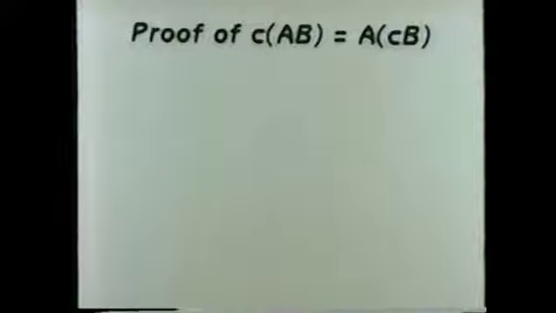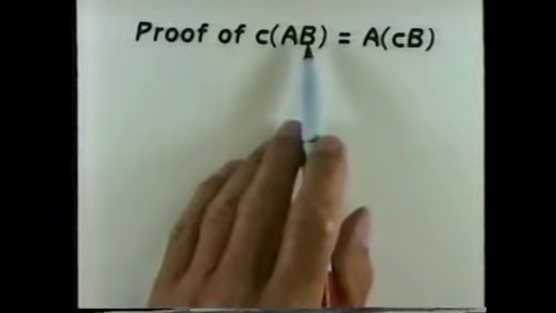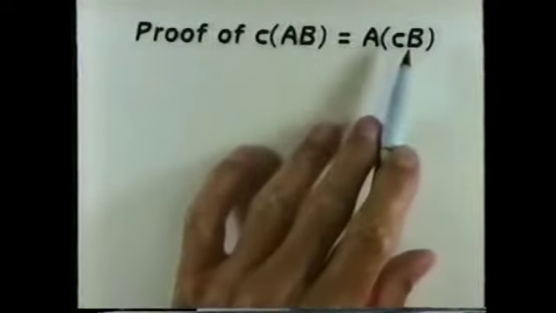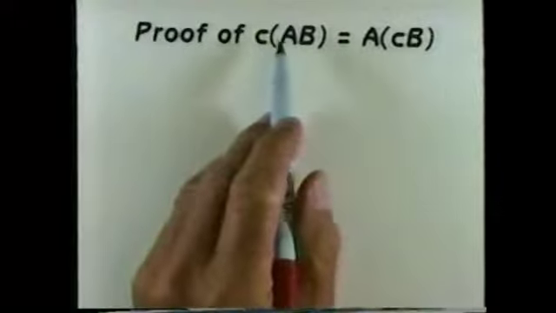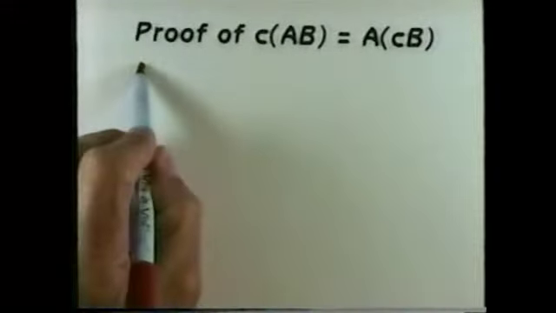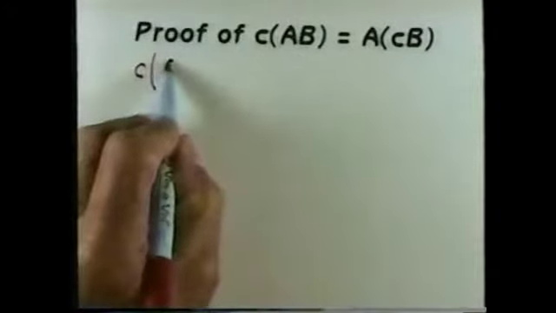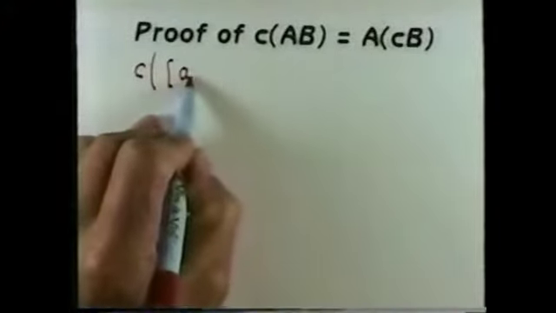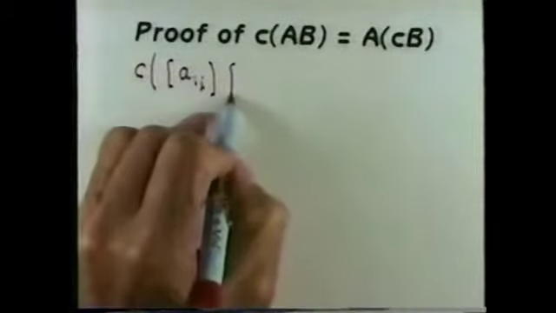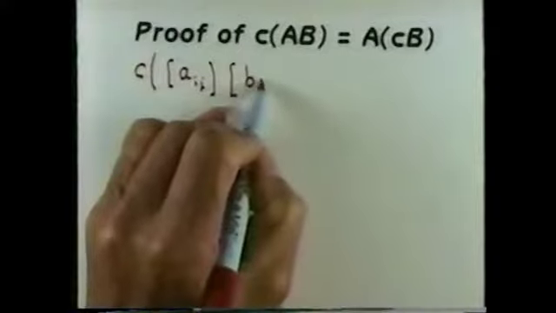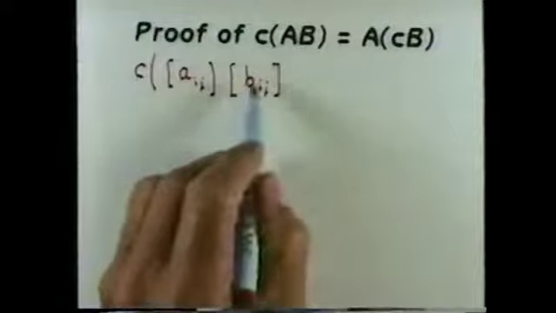Let's look at another proof. Let's prove that C times AB is equal to A times CB. Now for proof, you have to use a general case. So I'm going to multiply C times, for matrix A, I'm going to say it's a matrix having elements Aij, times B. B will be the matrix having elements Bij.